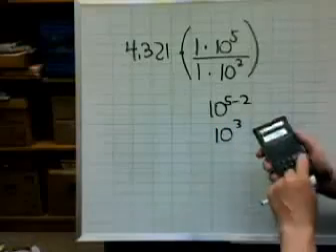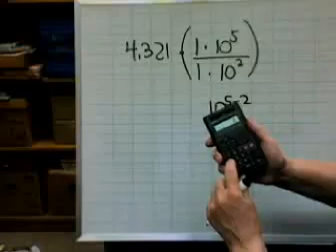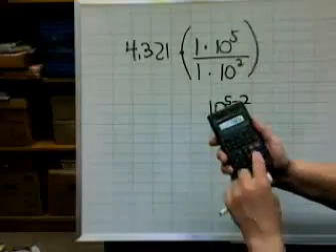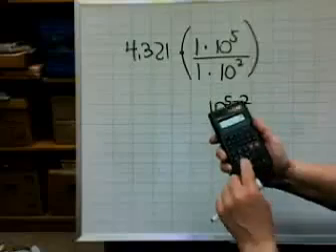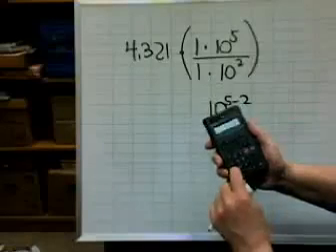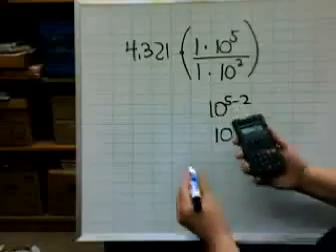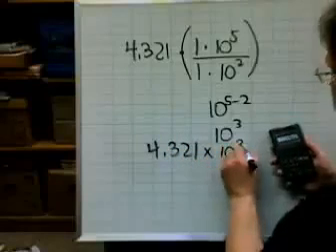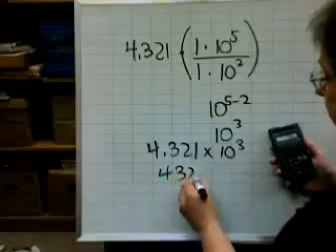The trick is to get your calculator to give the same answer, so we'll say 4.321, and then we're going to say times 1 exponent 5 divided by 1 exponent 2 equals. And that gives 4.321 times 10 to the third, which is 4,321.